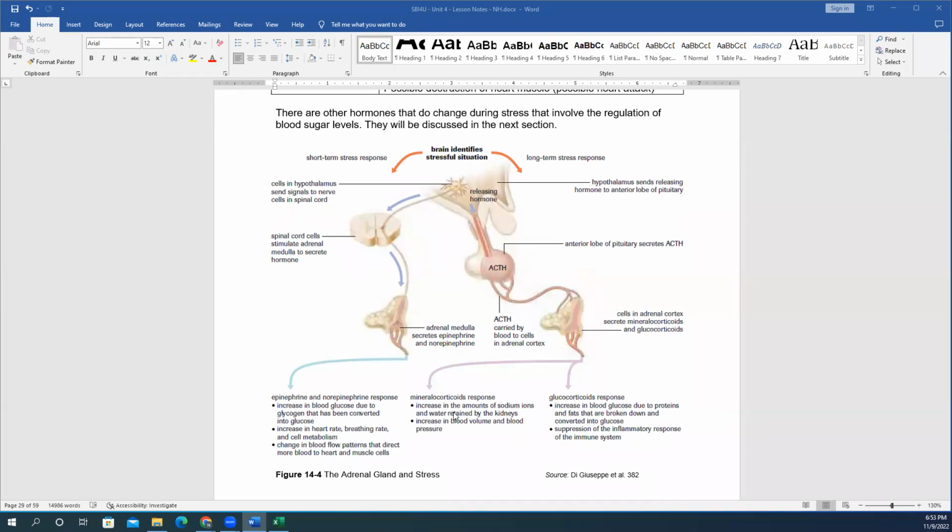The glucocorticoids will lead to an increase in blood glucose, because proteins and fats are being broken down and converted into glucose. And they will also suppress the inflammatory response of the immune system. The mineralocorticoids will increase the amount of sodium ions and water that's retained by the kidney and lead to an increase in blood volume and blood pressure as well.